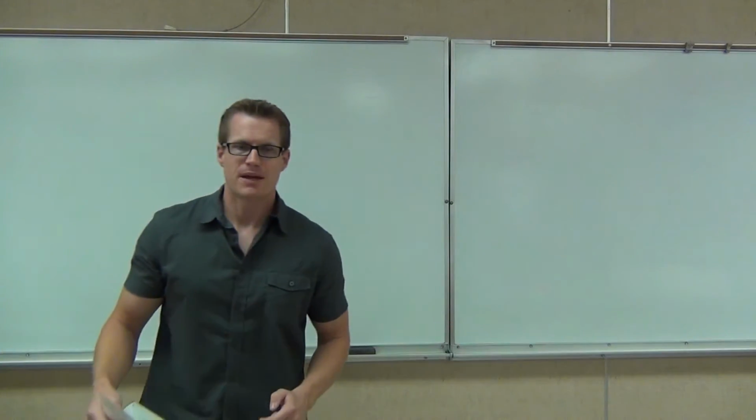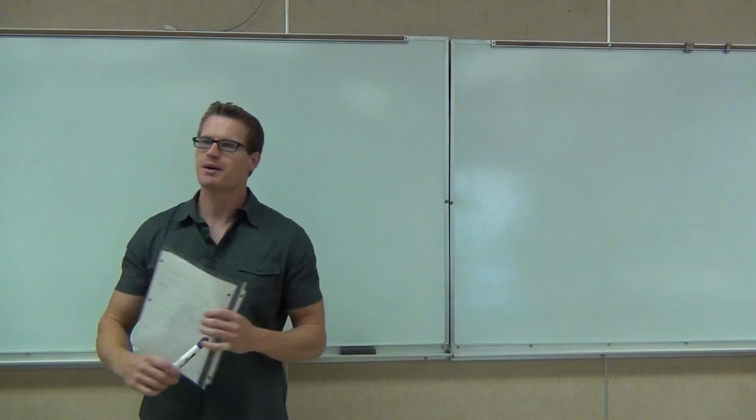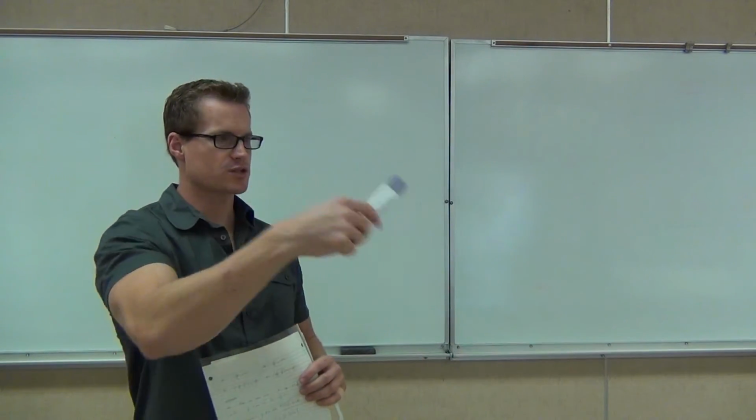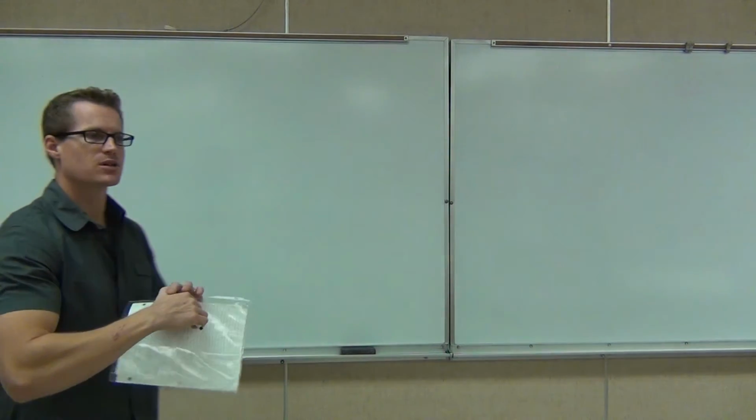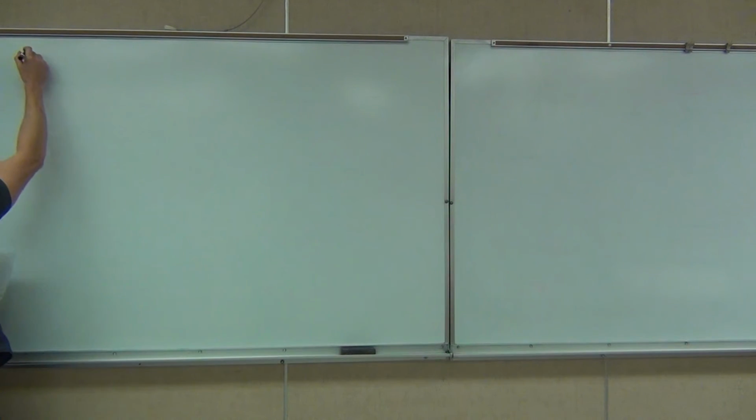So what we're learning is that we can multiply fractions simply by multiplying across the numerators and across the denominators and simplifying as we go. Let's see how that applies when we have some variables in there.